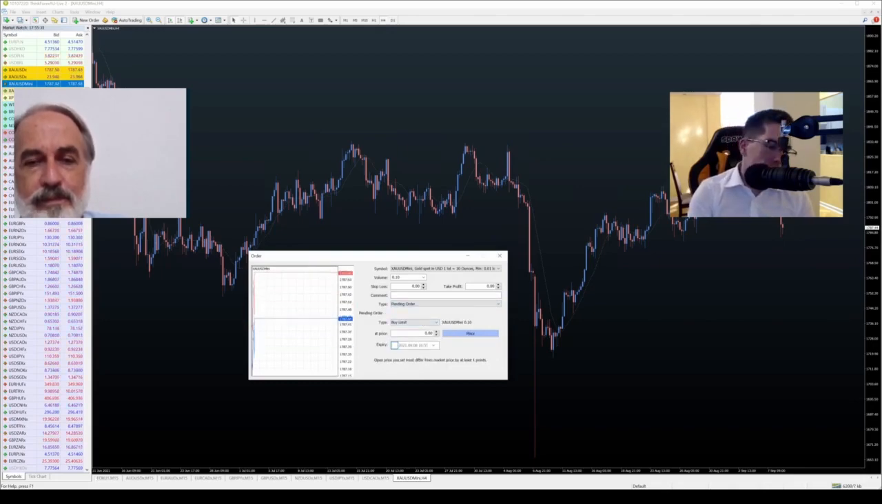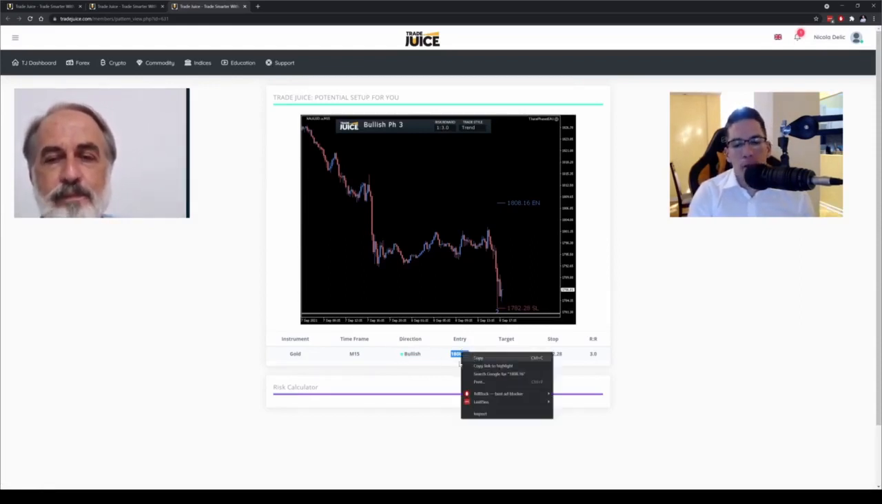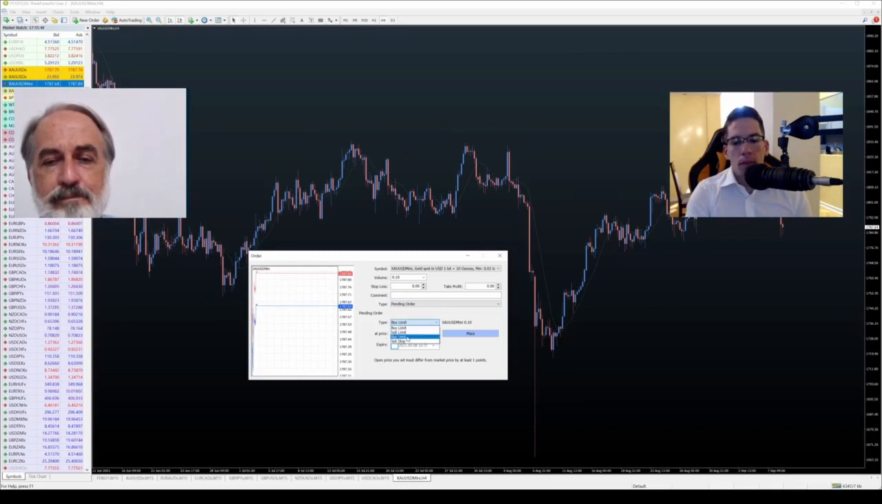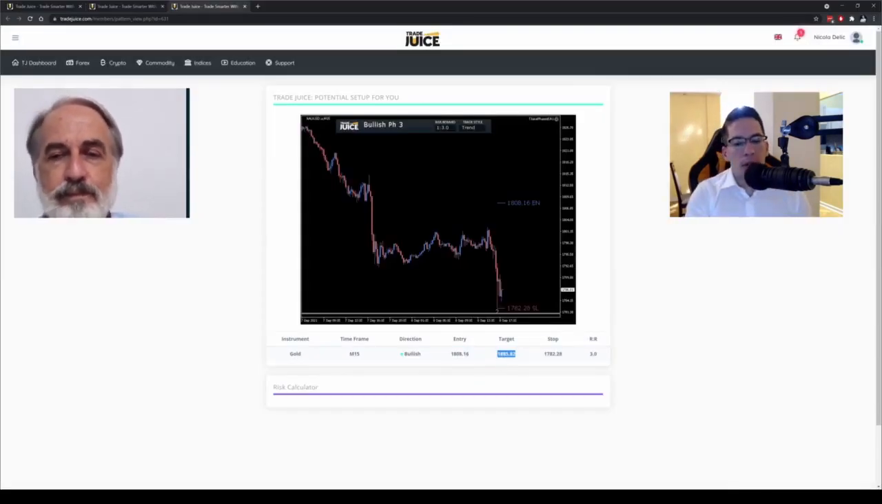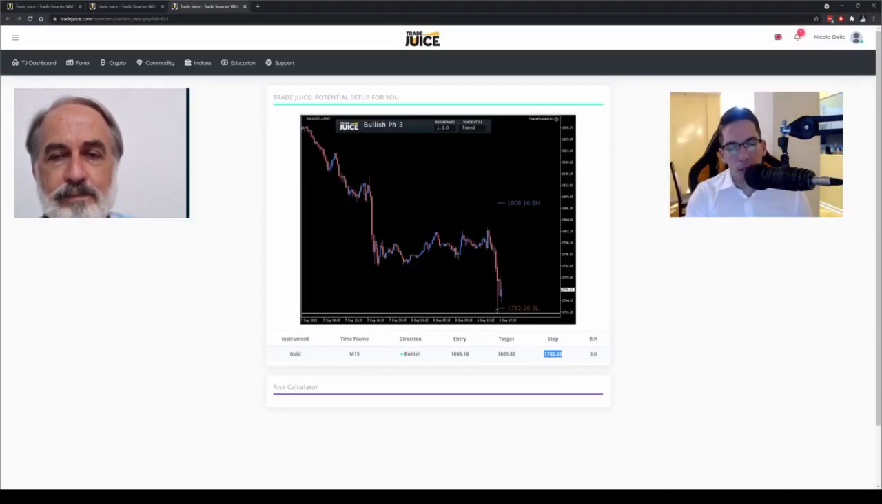Let's get back to this part. It's a bullish trade, so we want to buy. So it's a buy stop. We just need to copy the entry price. After that, we copy the target price, copying it to take profit, and finally the stop loss.